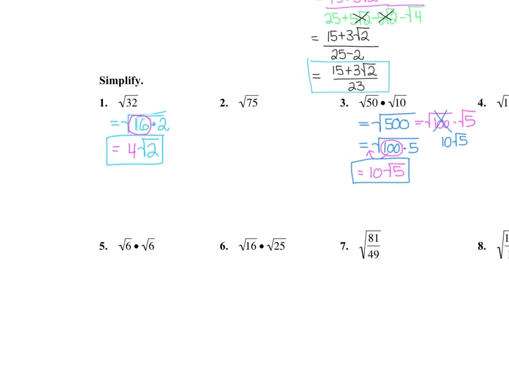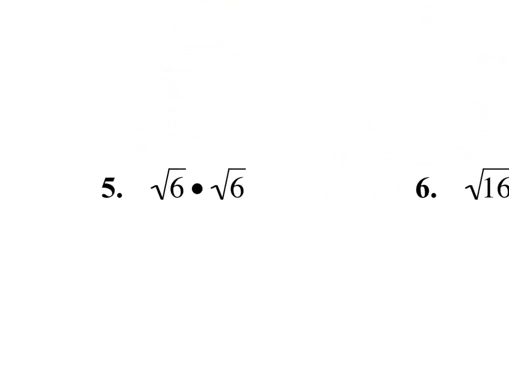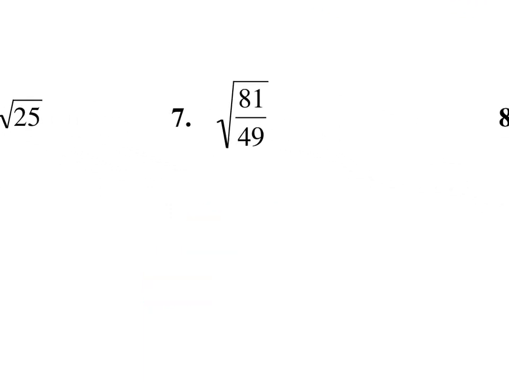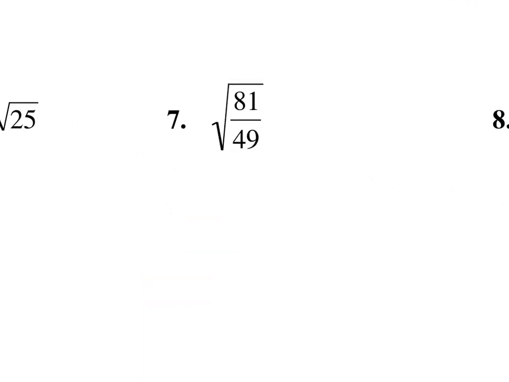Right, number 5 over here, we have the square root of 6 times the square root of 6. Again, I see this and I think, okay, if I multiply these two together, I get the square root of 36, because 6 times 6 is 36. The square root of 36, because 36 is a perfect square, is just going to equal 6. All right, number 6 is for you to try on your own, and we'll do number 7.